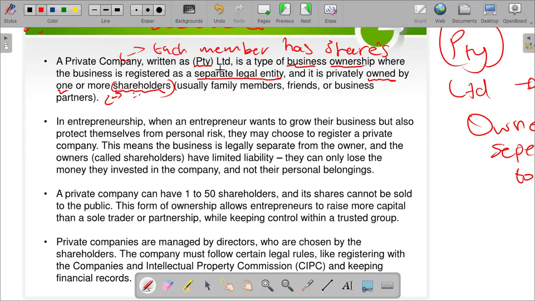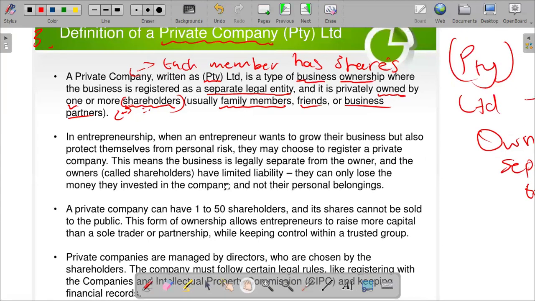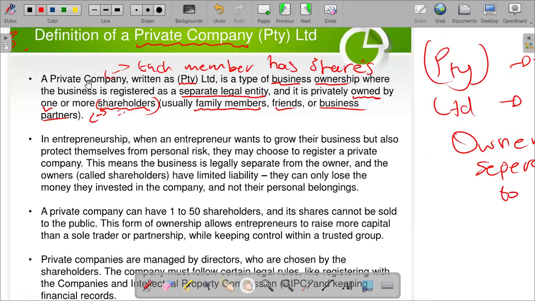Usually in a private company, you'll find family members, friends, or business partners. So it's owned by very close people, people who usually know each other. All right, so that's the first definition of what a private company is.